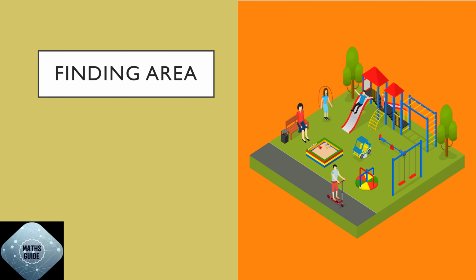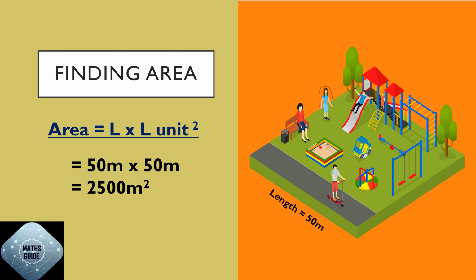Now look at this garden. It's a square-shaped garden and we have to find out its area. As it is not divided into smaller square units, we have to use a formula to find its area, and that formula is length multiplied by length, in unit squares. Let's suppose the length of this garden is 50 meters. We will multiply 50 meters by 50 meters, and we get 2500 meter squares. Putting this small 2, which is known as square, is very important while writing the value of area.